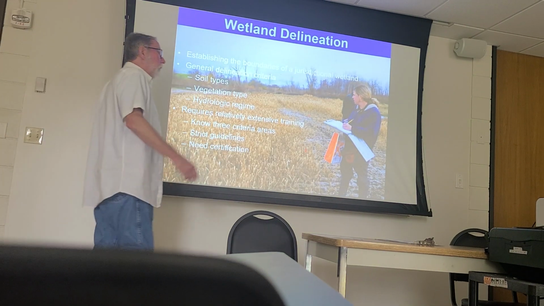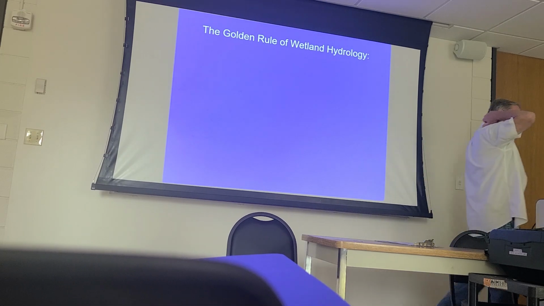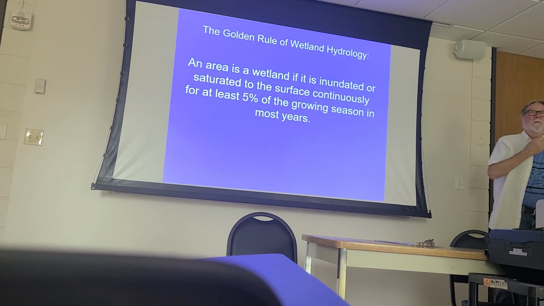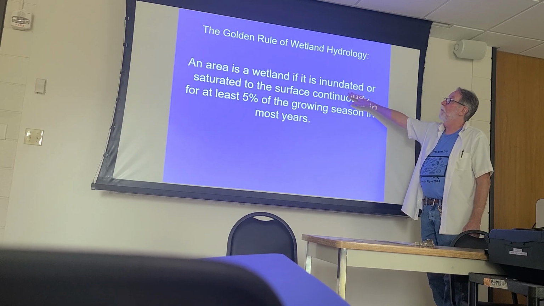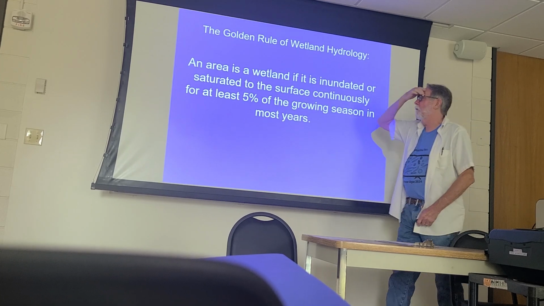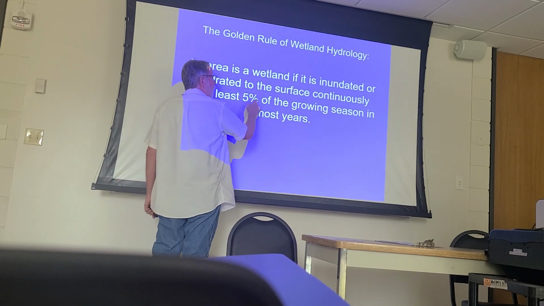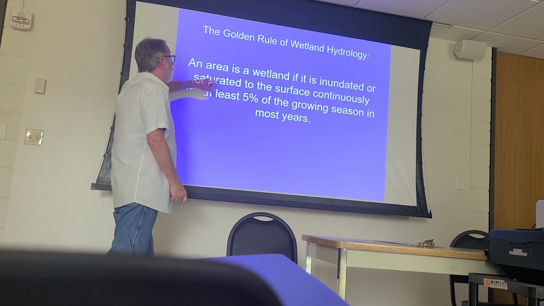So, in general, this is what I like to call the golden rule of wetland hydrology. Remember, there's three things, but this basically controls everything. If an area is a wetland, it is inundated, that means underwater, saturated, just full of water, to the surface continuously for at least 5% of the growing season in most years.